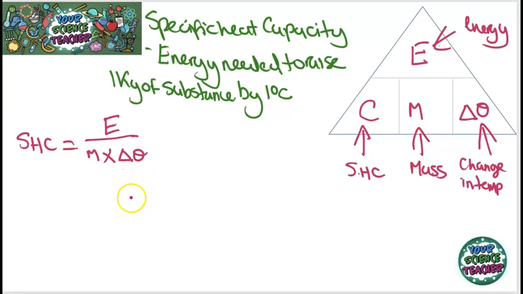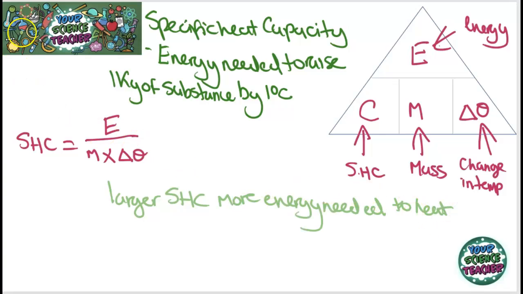A few key things to remember about specific heat capacity: the larger the specific heat capacity, the more energy needed to heat it. Because metals are incredibly good conductors of heat, they often have really low specific heat capacities. And if you look at a substance like water, water has quite a high specific heat capacity. In fact, you might be expected to remember water's specific heat capacity, which is around 4,200 joules per kilogram degrees C.